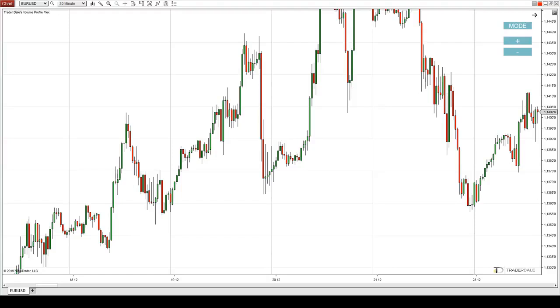So let's have a look at the trend setup in some real charts. Before you, this is the Euro-Dollar 30-minute time frame. This is my favorite time frame for intraday trading. So let's get to it.